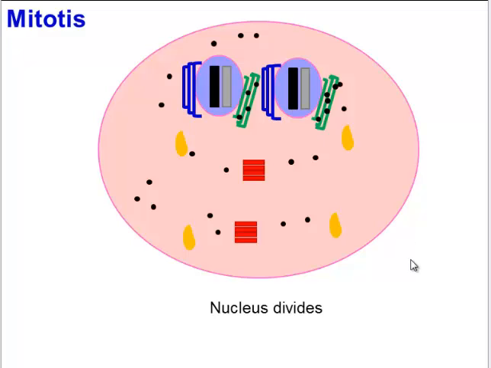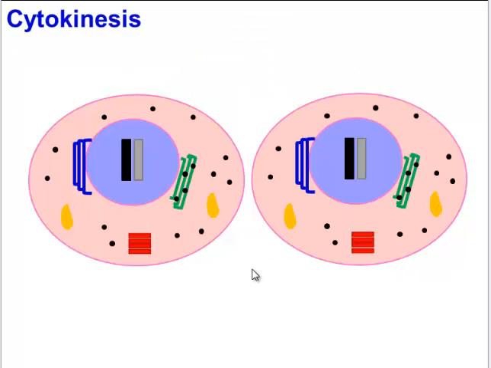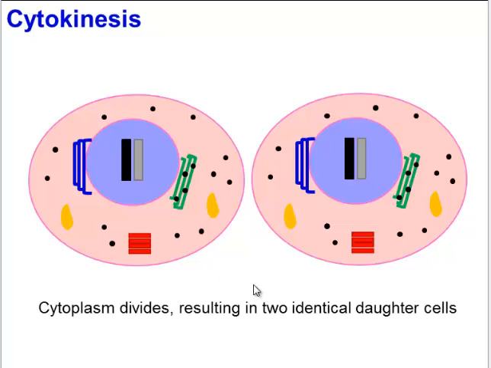Mitosis will then be followed by cytokinesis, in which the cytoplasm divides. And at this point, we now have two identical daughter cells. Each has a copy of the genetic information that the original parental cell had. And they all have copies of organelles and molecules that they need to survive.